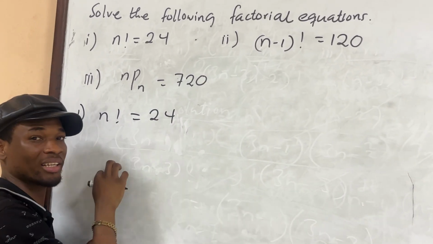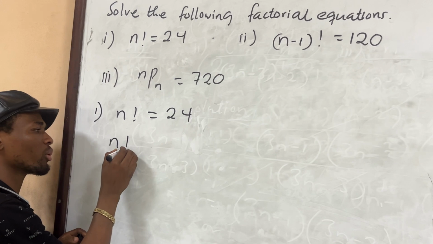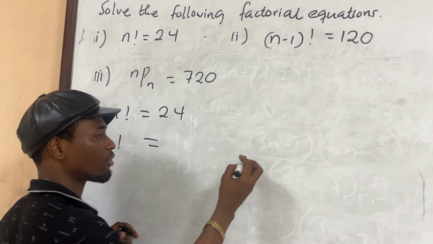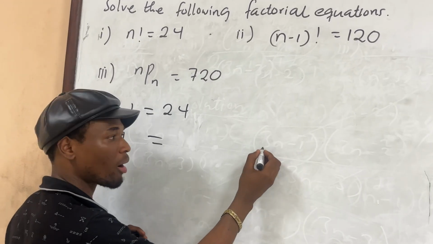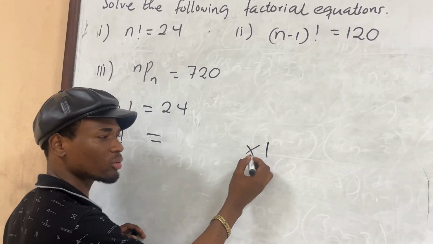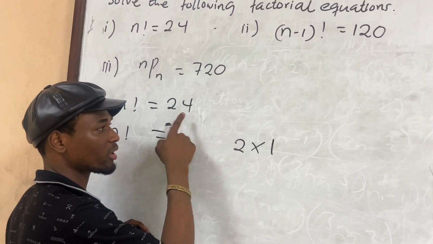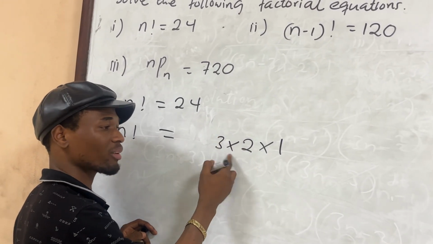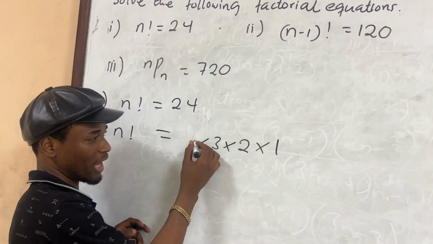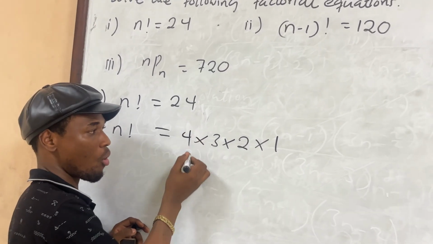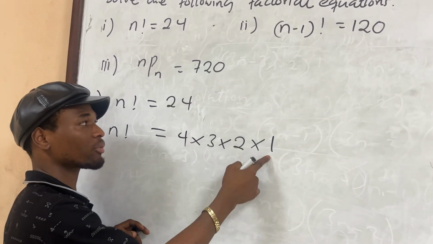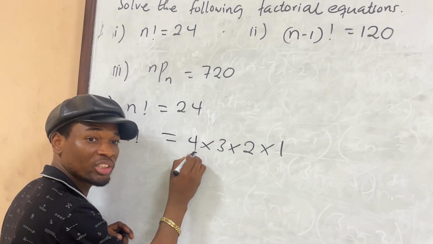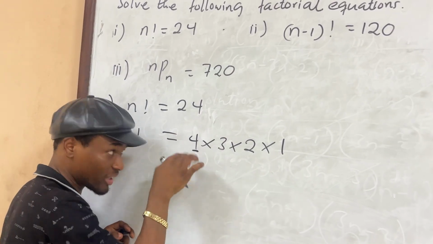So let's manipulate this. n factorial is equal to, I said use the trick, start from the number 1, then times 2. 2 times 1 is 2, which is not equal to 24. Then times 3 gives 6. The next number is 4. So 4 times 3 times 2 times 1 gives 24. So the number you end at, which is 4, becomes the answer.